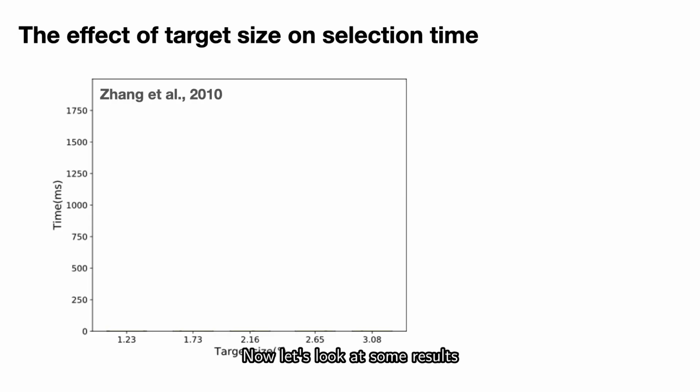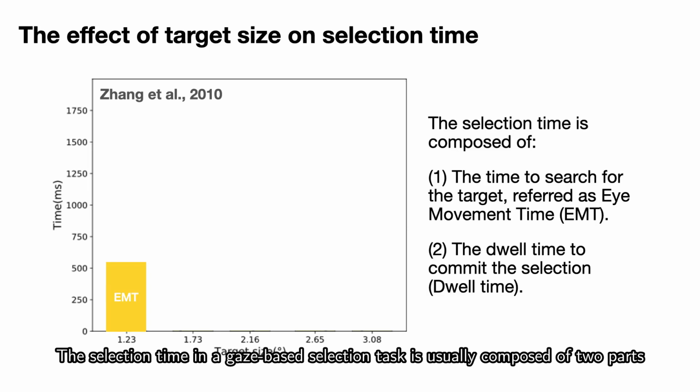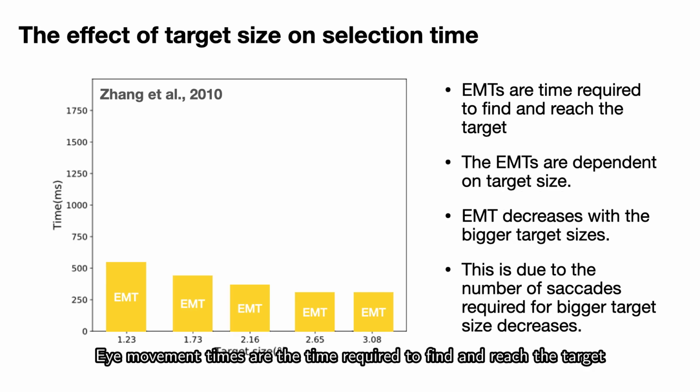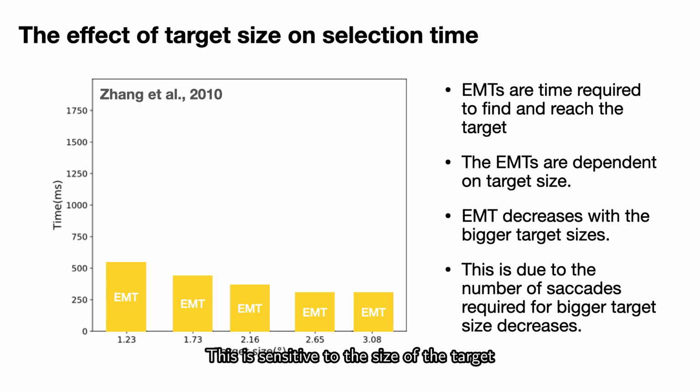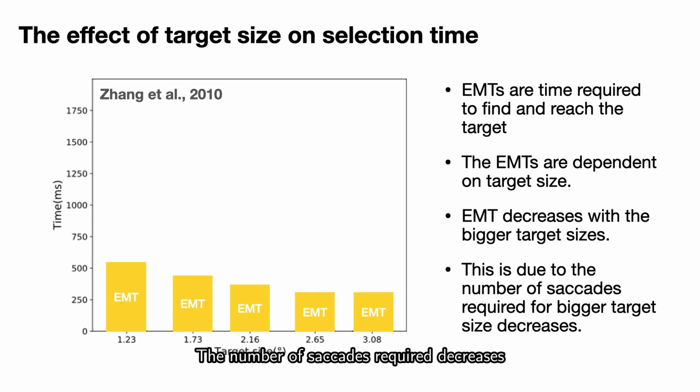Now let's look at some results. The selection time in a gaze-based selection task is usually composed of 2 parts, eye movement time and dwell time. Eye movement time is the time required to find and reach the target. This is sensitive to the size of the target. Specifically, the eye movement time decreases with bigger target sizes, as the number of saccades required decreases.